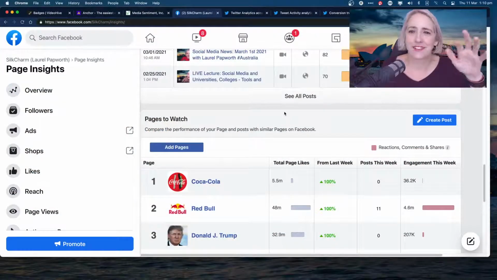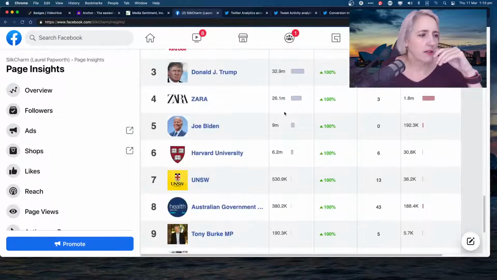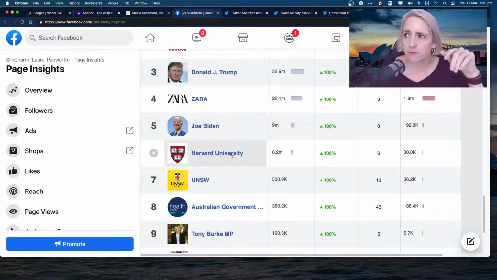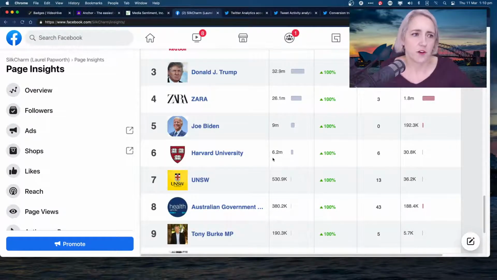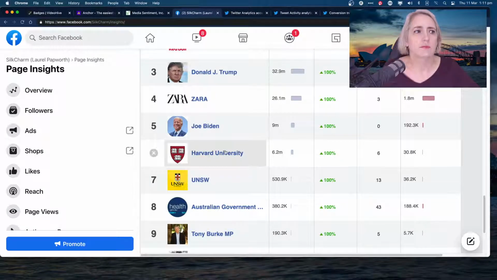One of the interesting things for me with doing these live is that I always have to go and find a current example, because my old examples don't always work. So if we come down here and we look at Harvard University, and because you're watching this on your phone, you can't see, but it says 6.2 million subscribers. And the University of New South Wales has 530,000 subscribers, so 500,000. However, Harvard University had 30,000 engagements, and the University of New South Wales had 36,000 engagements.